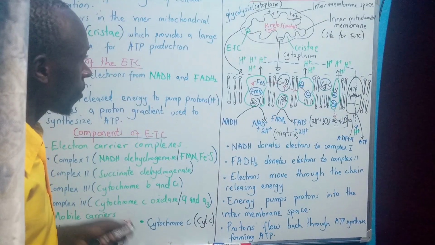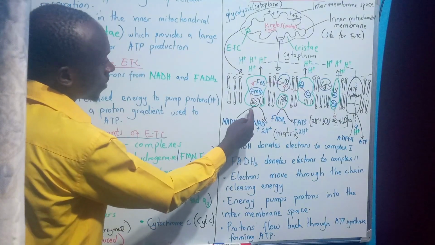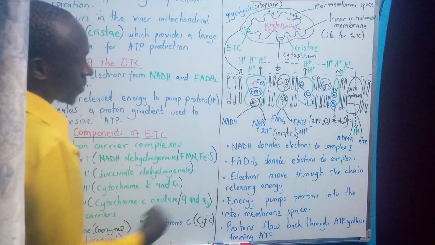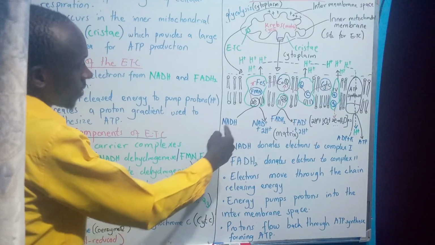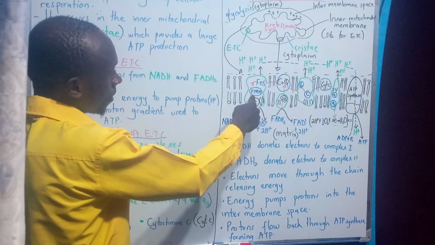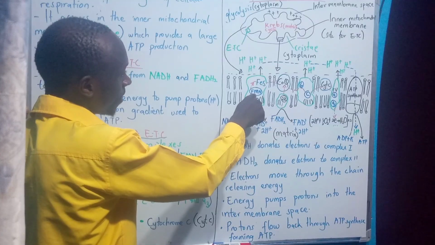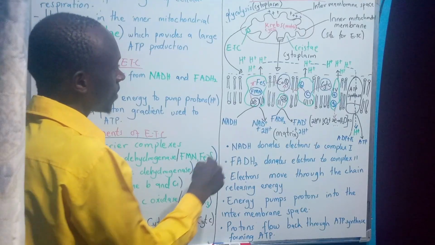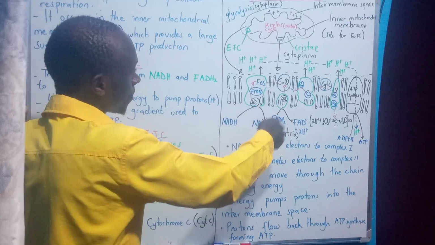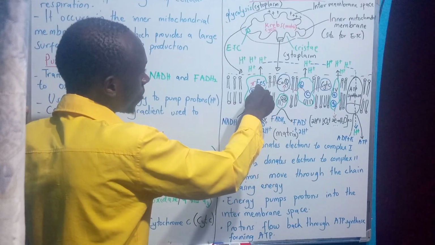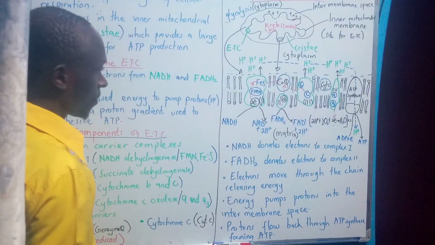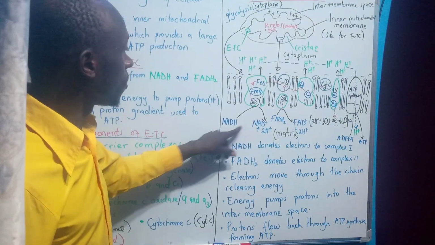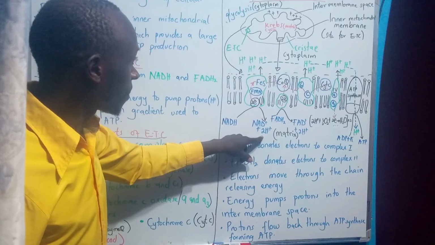So in this protein complex number 1, these electrons are going to start traveling through a series of proteins found in protein complex number 1. The first protein to receive those electrons is Flavin Mononucleotide, FMN. Flavin Mononucleotide then transfers those electrons to iron sulfur containing proteins within complex number 1.